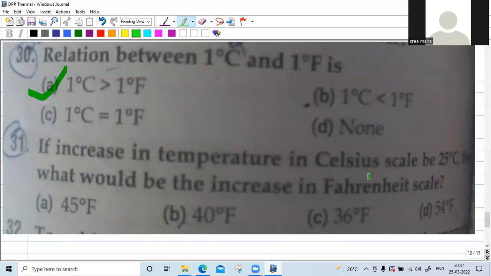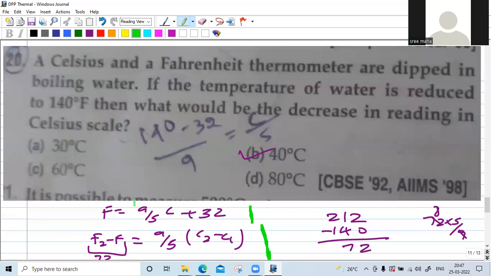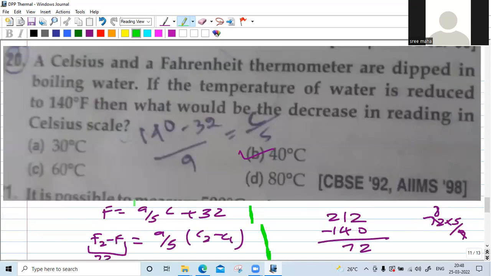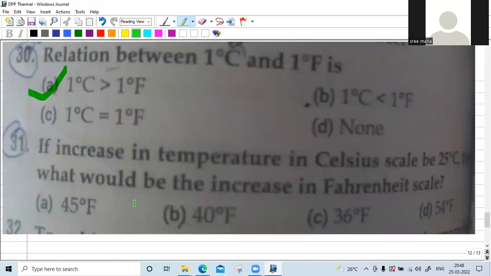Okay, increasing temperature. Okay, this is trivial. I mean, you already did it. This one, same relation you have to use. So in Celsius it is 25, right? So Fahrenheit will be 9 by 5 times that one. The number of divisions in Fahrenheit will be more. So 9 by 5 times 25 is 9 into 5, which is 45.